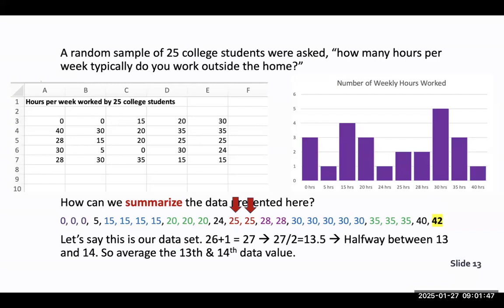And what I'm going to do is take those two numbers, the 13th data value and the 14th data value, add them together and divide by 2. Since they're the same number, if I add them together and divide by 2, I get 25. So that is the median, 25.